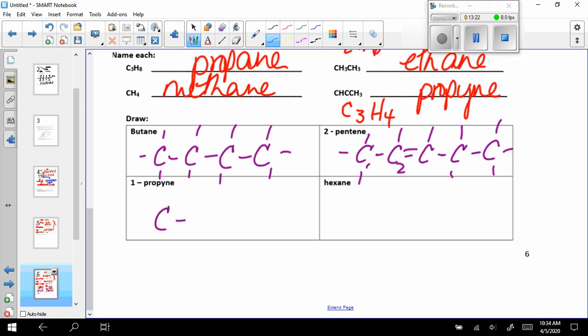All right, 1-propyne. So prop is 3. Ine is a triple bond, and it comes after the first carbon. So 1 would go there. No extra H's on this one.